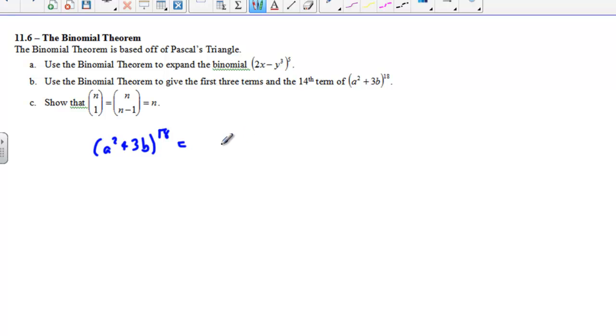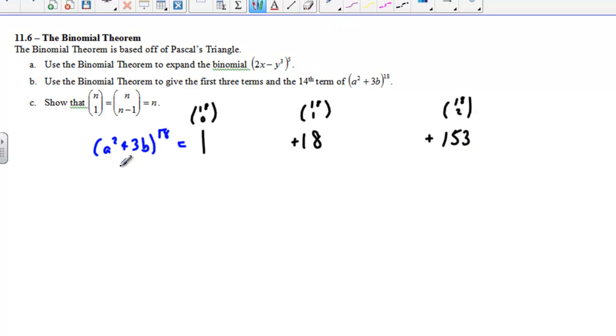Now I know that the first coefficient is going to be 1, and I know that the second coefficient is going to be 18. What I don't know is what this third coefficient is going to be. However, I do know that we get 1 by doing 18 choose 0, and we get 18 by doing 18 choose 1, and so the third one is going to be 18 choose 2. And if I plug 18 choose 2 in my calculator, I actually get 153. So that's the third number in row 18 of Pascal's triangle.